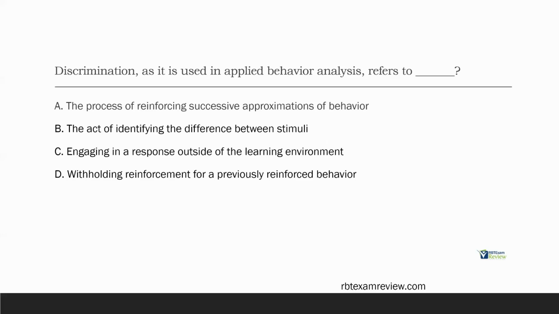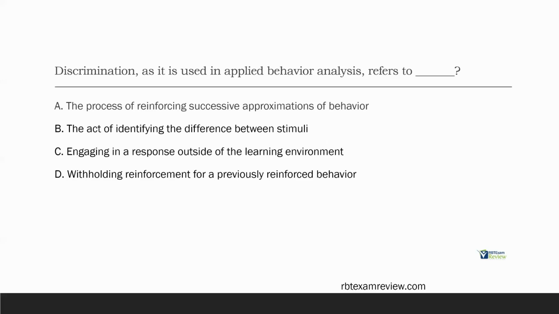So C, engaging in a response outside of the learned environment. What do we call it when our clients start engaging in these behaviors outside of the environment we've taught them in? It's a very good thing. It's what we want. But what is the name for it? Generalization, right? We train for generalization. But C is not discrimination. It is generalization.